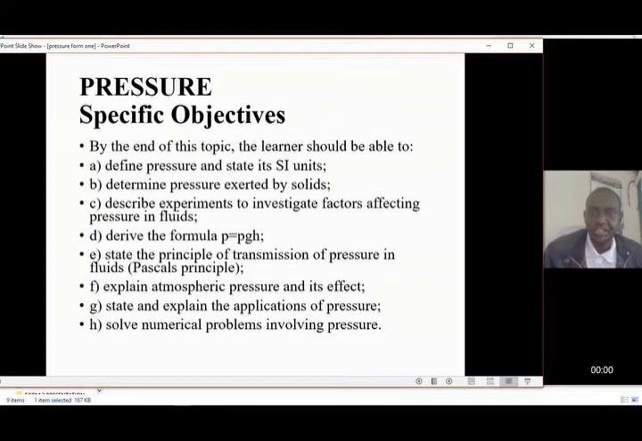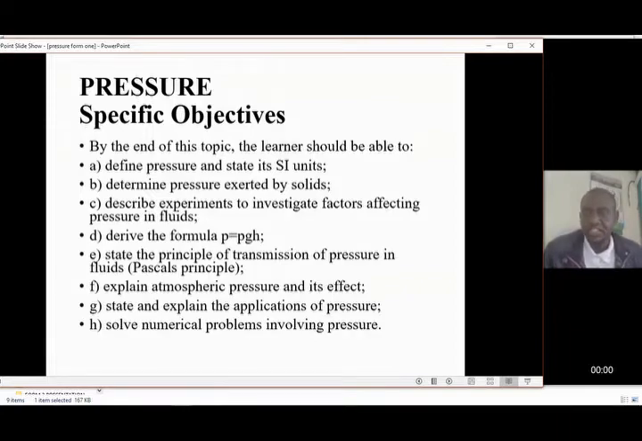Pressure is a form one topic, and the specific objectives are, by the end of the topic, you as the learner should be able to define pressure and state its SI unit. You can determine pressure exerted by solids. You can describe an experiment to investigate factors affecting pressure in fluids. And then you can derive the formula: pressure equals density times g times h. Then state the principle of transmission of pressure, that is Pascal's principle, explain atmospheric pressure and its effects, state and explain the applications of pressure, and solve numerical problems.